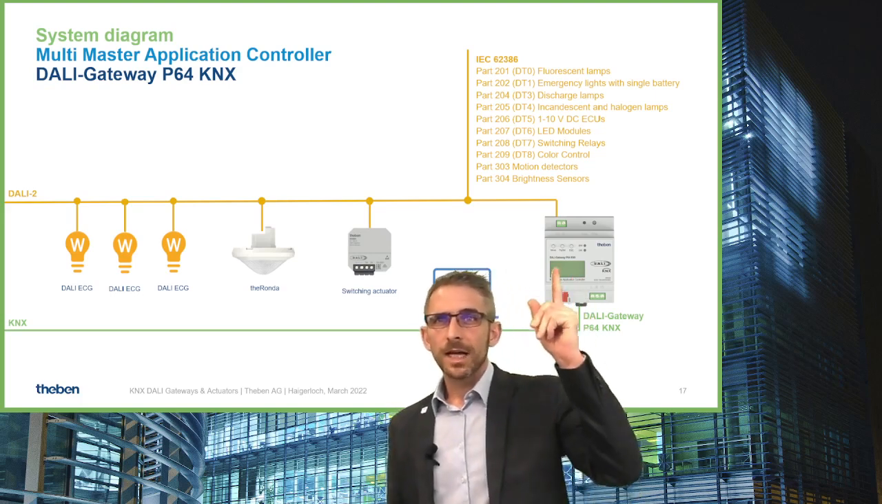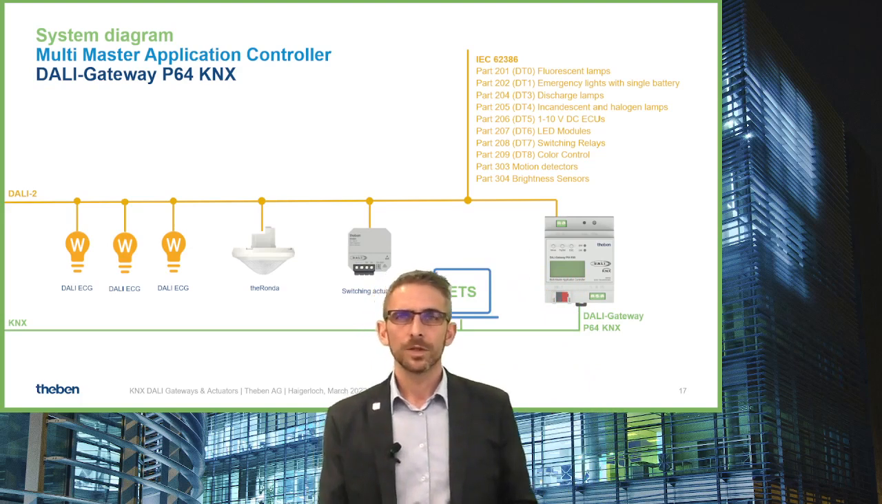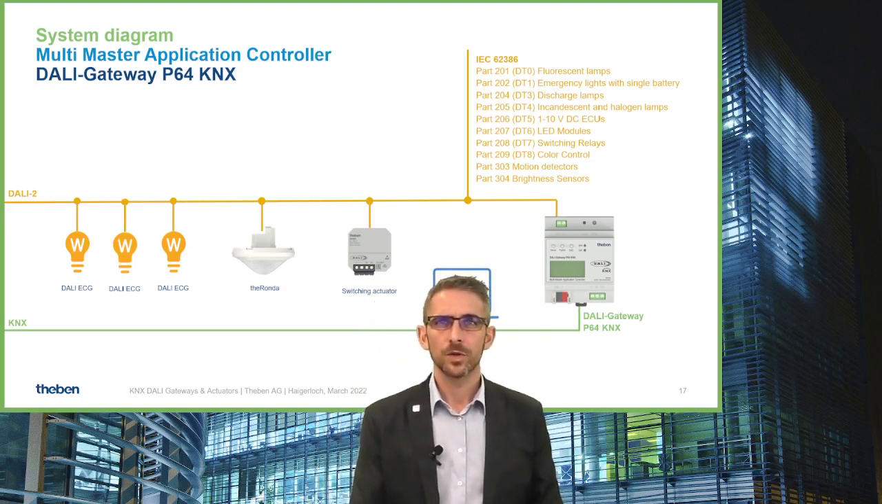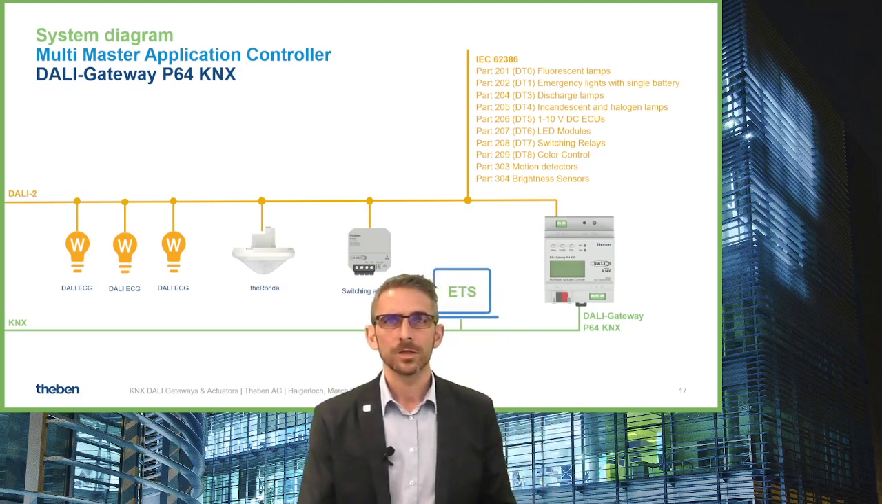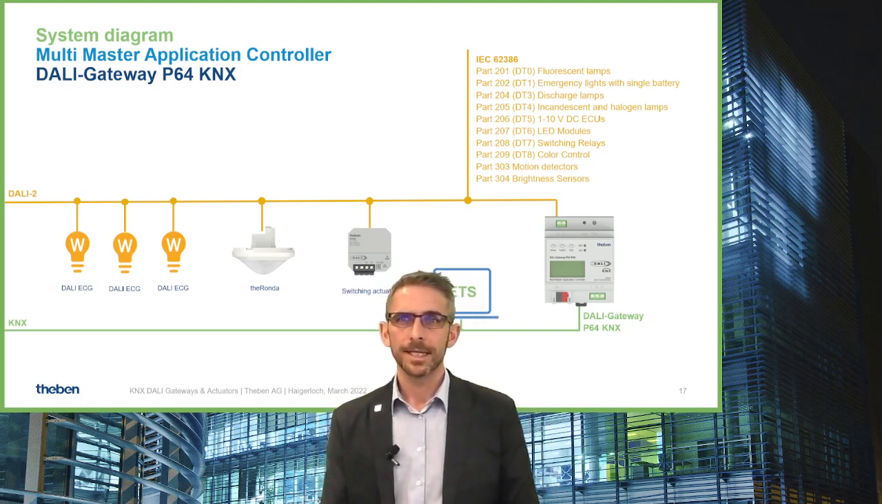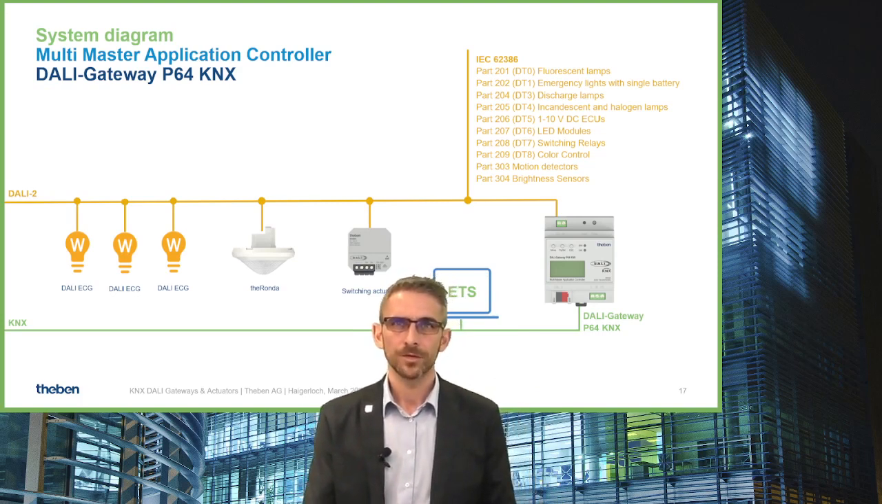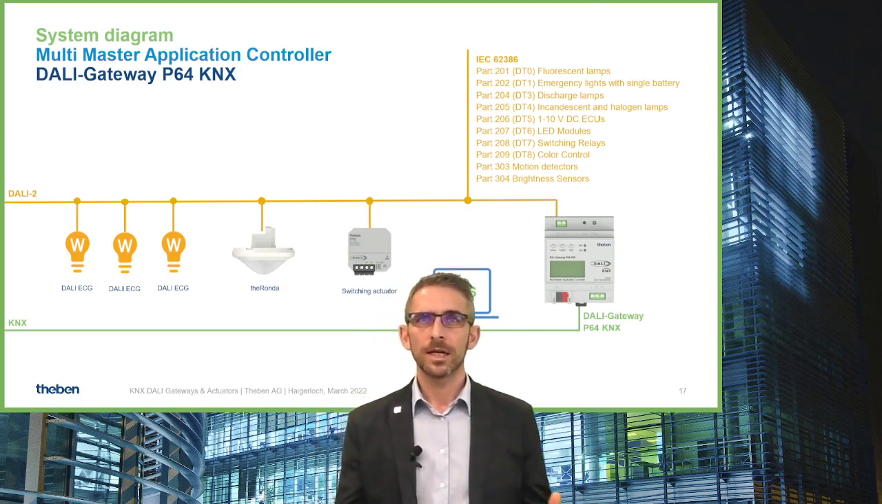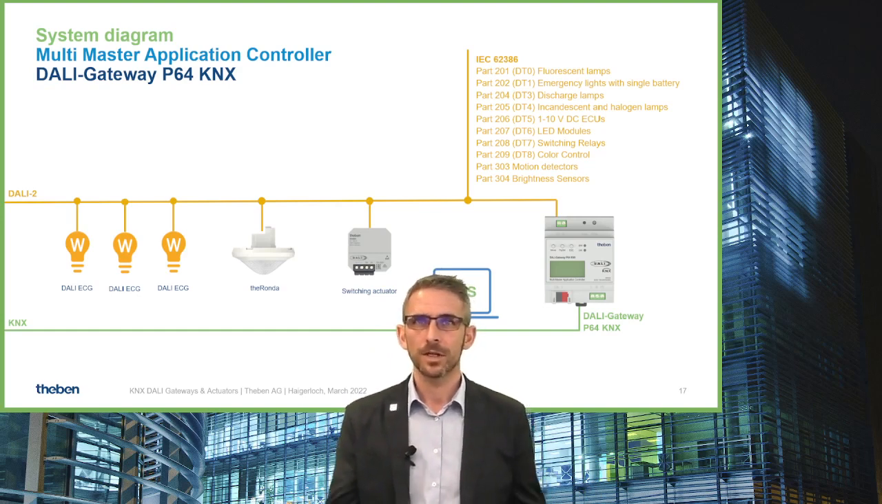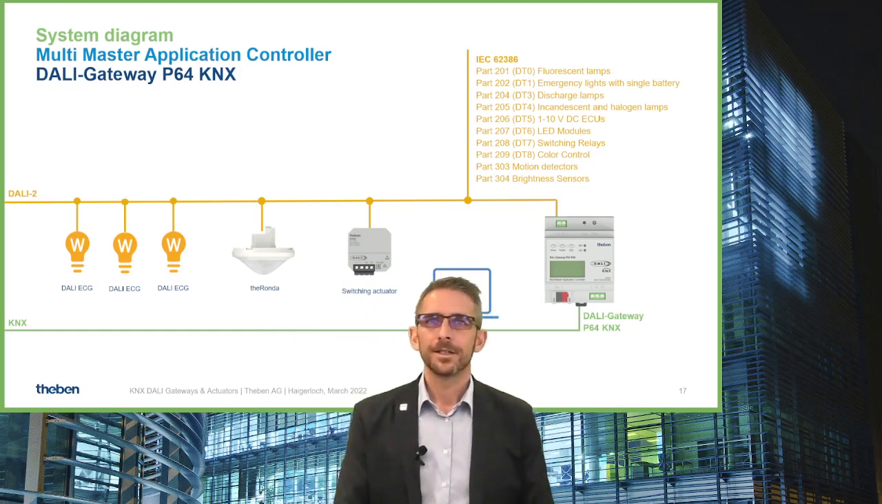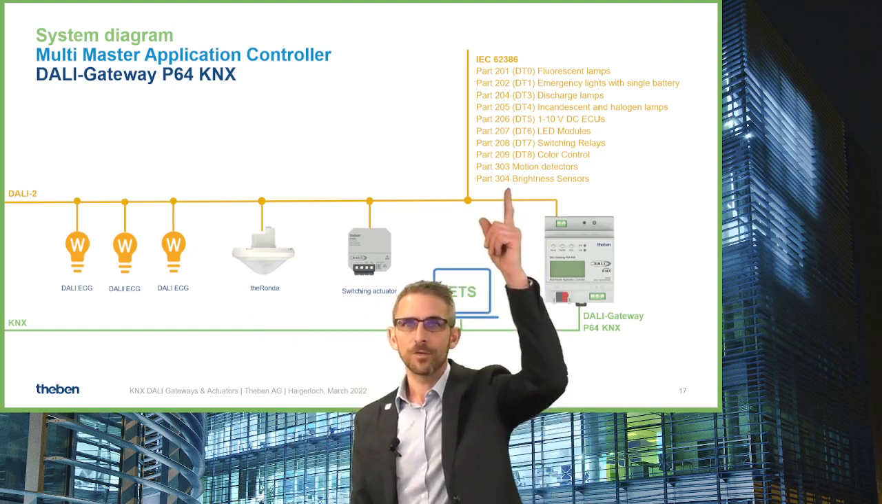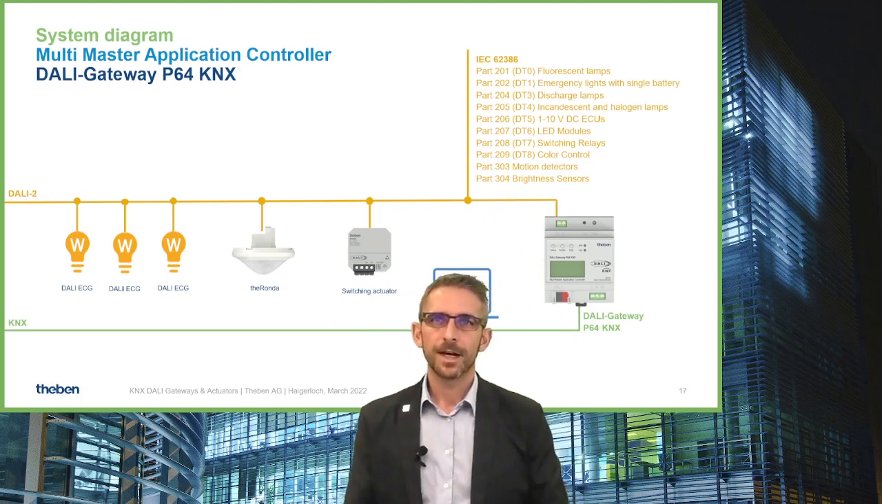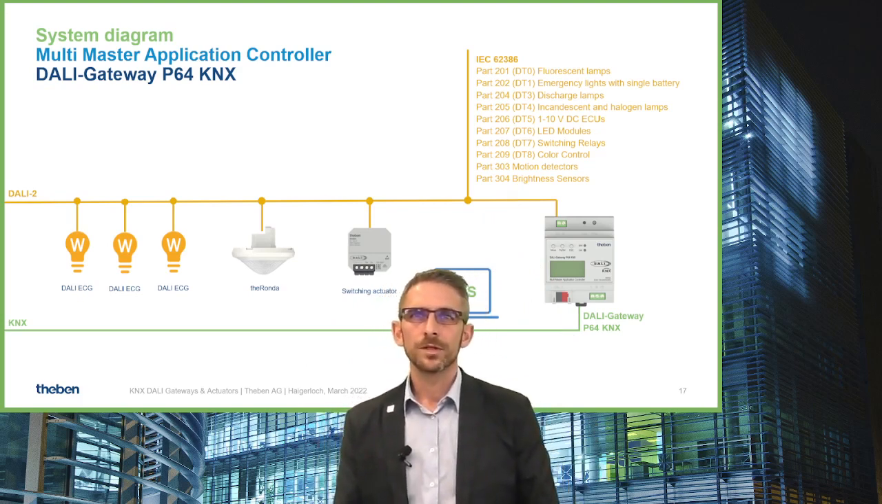On top we can see the DALI parts, which are included with the multi-master application controller DALI Gateway P64, which are fluorescent lamps, and we can also control emergency lighting with a single battery or with a central battery. All other things, I think it's standard: discharge lamps, incandescent LED modules, switching relays, this one. And very important, part 303 and 304, which is defined for the communication with motion detectors and with brightness sensors.